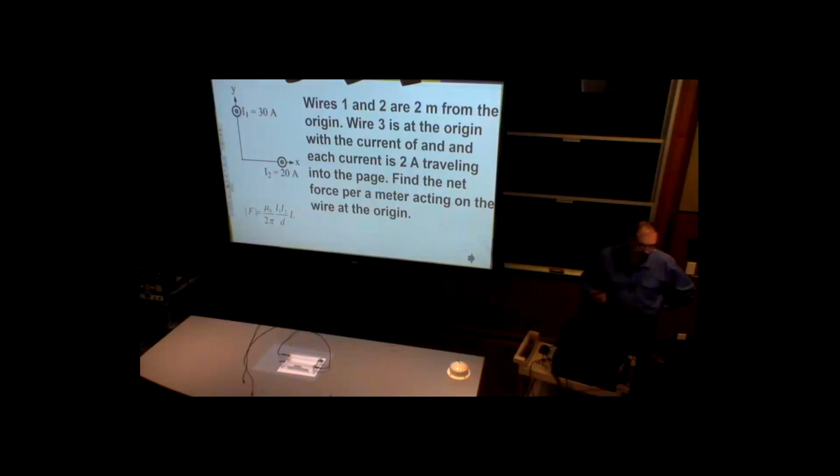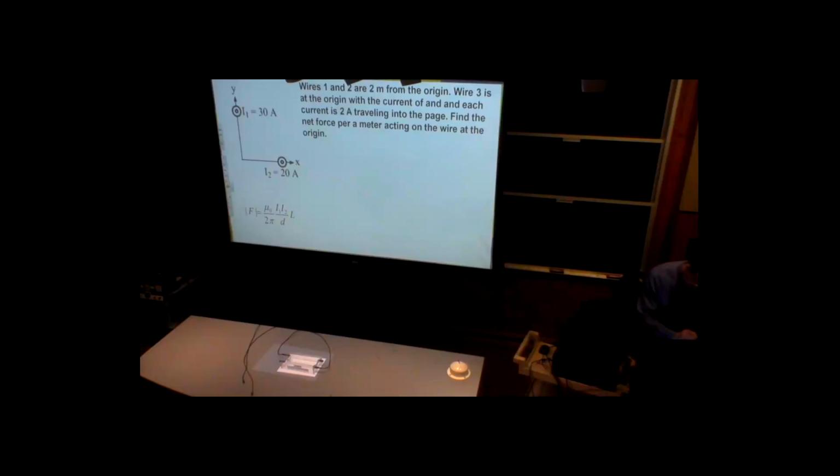All right, a different configuration. Two wires acting on the third one. The third one supposed to be placed at the origin. So let's just draw the third wire. Currents are different. Current 1 points out of the screen. Current 2 points out of the screen. Current 3 travels into the page, well, into the screen.